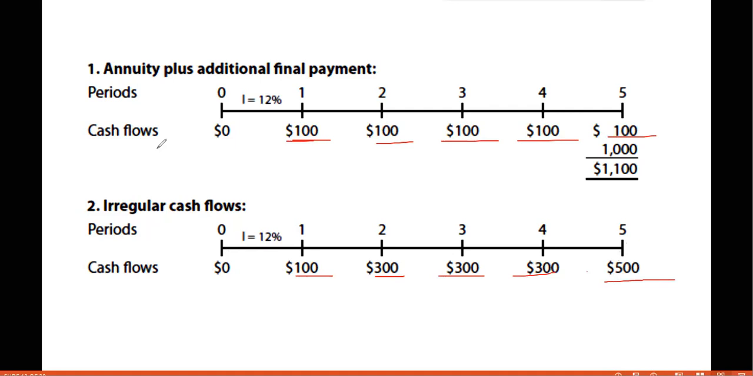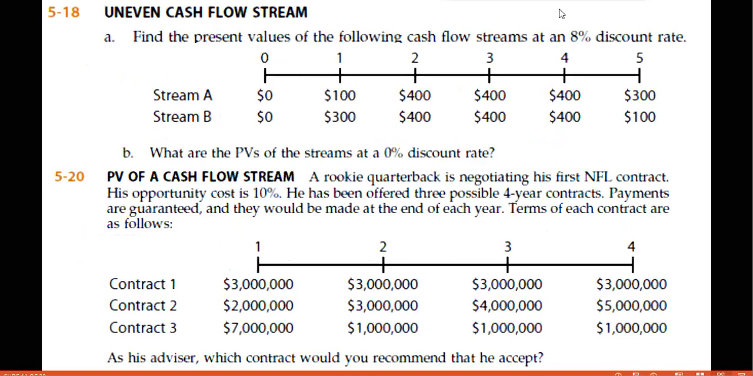So we can use simple present value that we have done the class before yesterday. We have two problems related to uneven cash flows, 5-18 and 5-20. So first we will complete 5-18. Find the present value. So present value is required of the following cash flow streams at 8% discount rate. So 8% is the interest rate.